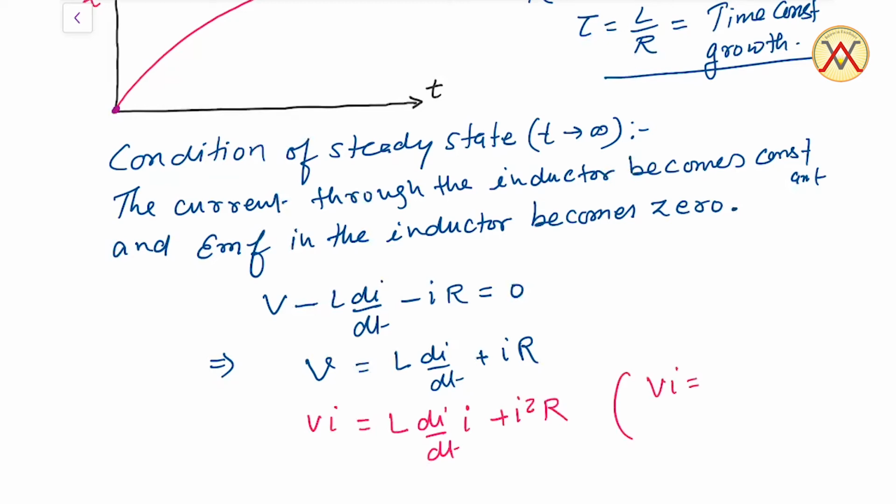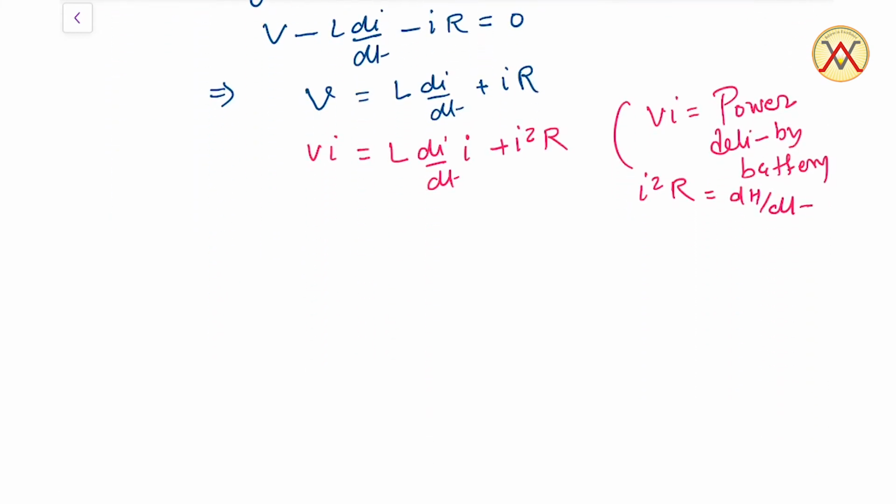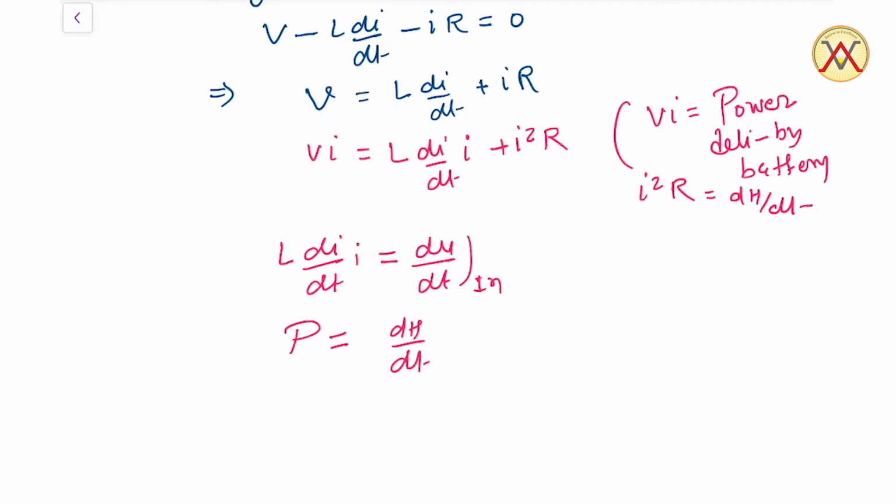Here V times I is the power delivered by the battery, and I squared R is dH by dt, the rate of heat dissipated in the resistor, and the value L di by dt times I is the rate of change of energy of the inductor. From here we can say that the power delivered by the battery equals dH by dt, which is I squared R in the resistor, plus dU by dt in the inductor.